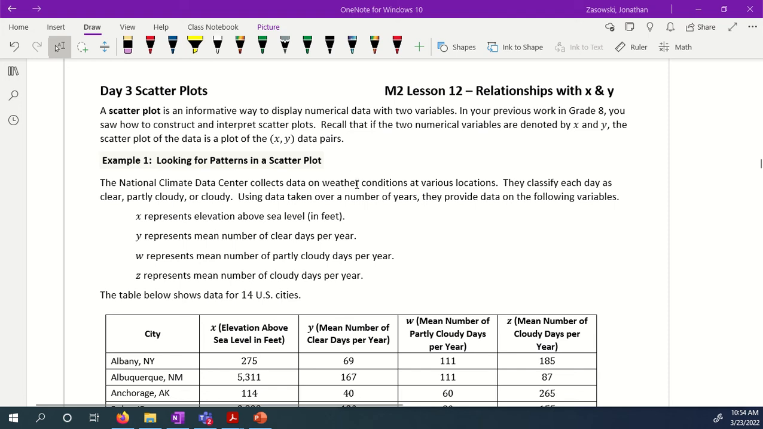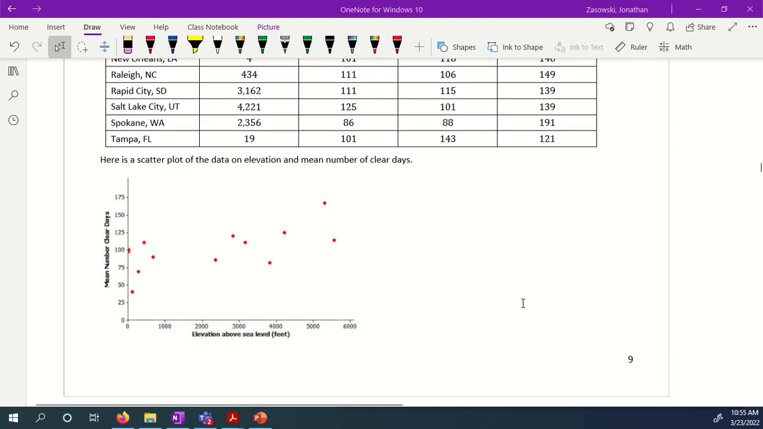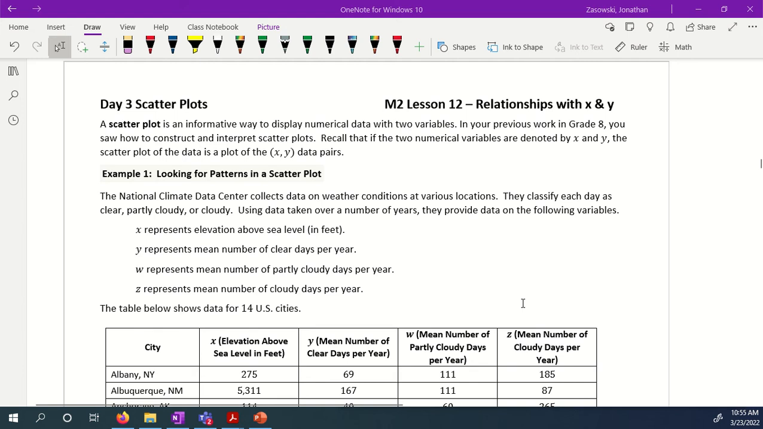Okay, today we're taking a look at day 3 of our note packet, which is on page 9 here. We're talking about scatter plots. A scatter plot is just an informative way that you can create a graph of data using two variables. Yesterday we were taking a look at one variable statistics, and we were talking about just one specific thing. Here we're talking about two different variables at the same time.